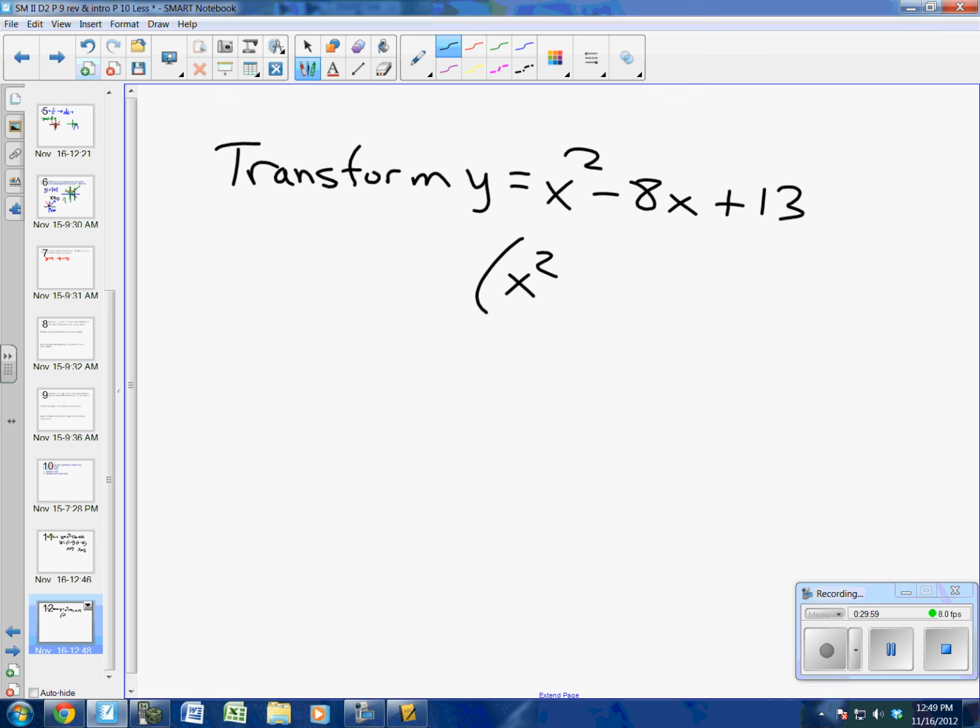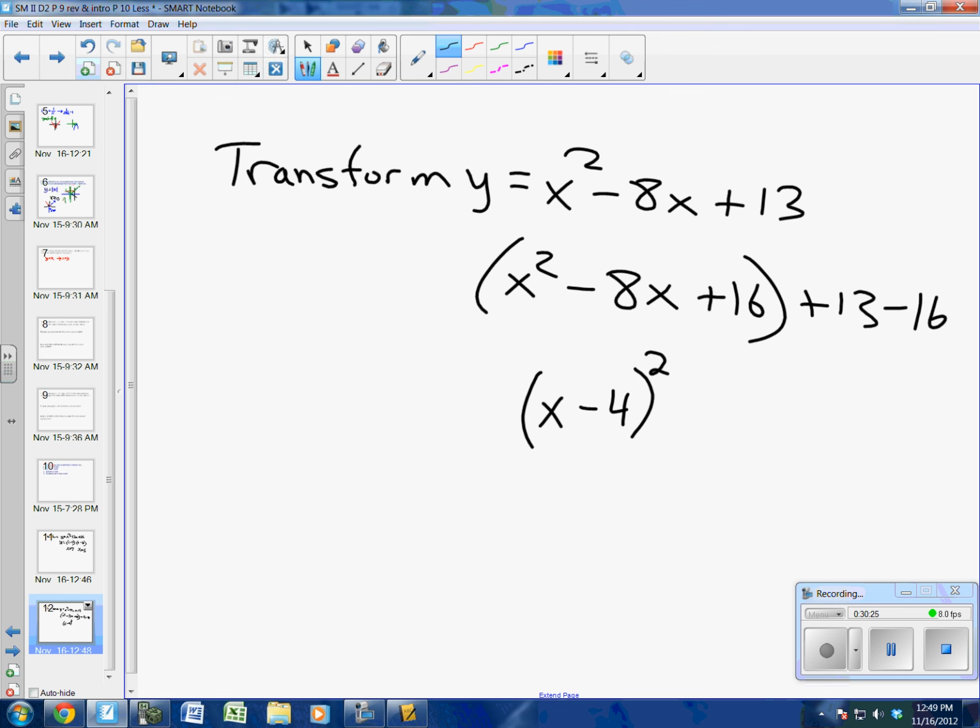You group the first two terms together. Leave a blank. What am I going to put in that blank? Why 16? Take half of 8 is 4. 4 squared is 16. But what do I have to do out here if I do that? Yeah, I have to minus 16. And then this factors into being what? X minus 4 times x minus 4, which can be written as x minus 4 squared. And 13 minus 16 is negative 3. So where's my vertex? 4, negative 3. Remember, take the opposite of that one.